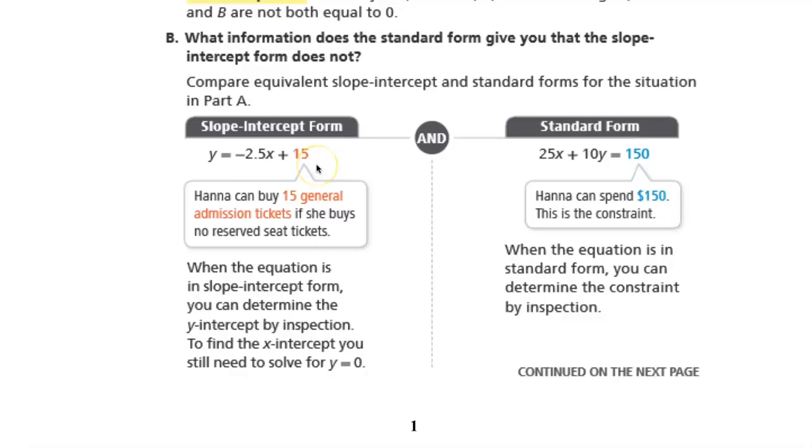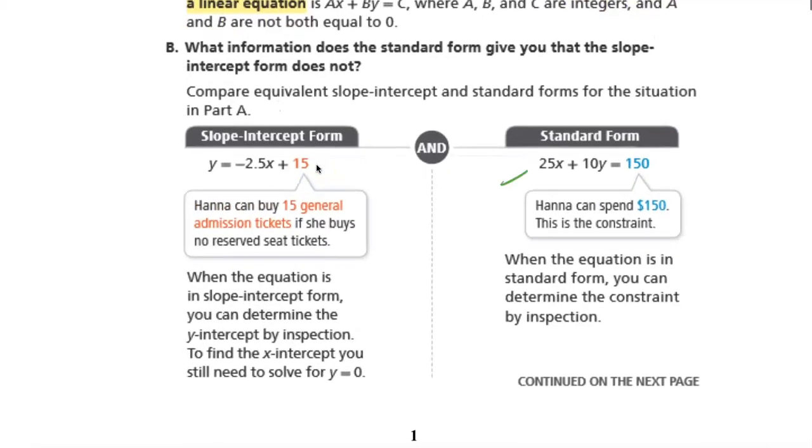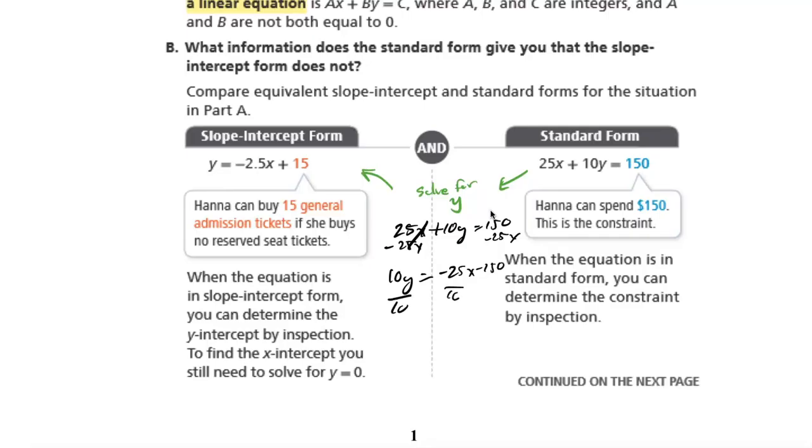If you want to put that in slope-intercept form, well, first you have to solve for y. So if you want to see what they did, 25x plus 10y equals 150. They solve for y. They subtract 25x from both sides. Now remember, on the left side they cancel, but on the right side they don't combine. One's an x, one's not an x, so we just leave it alone. So negative 25x plus 150. Then we divide everything by 10. And they got their slope-intercept form.